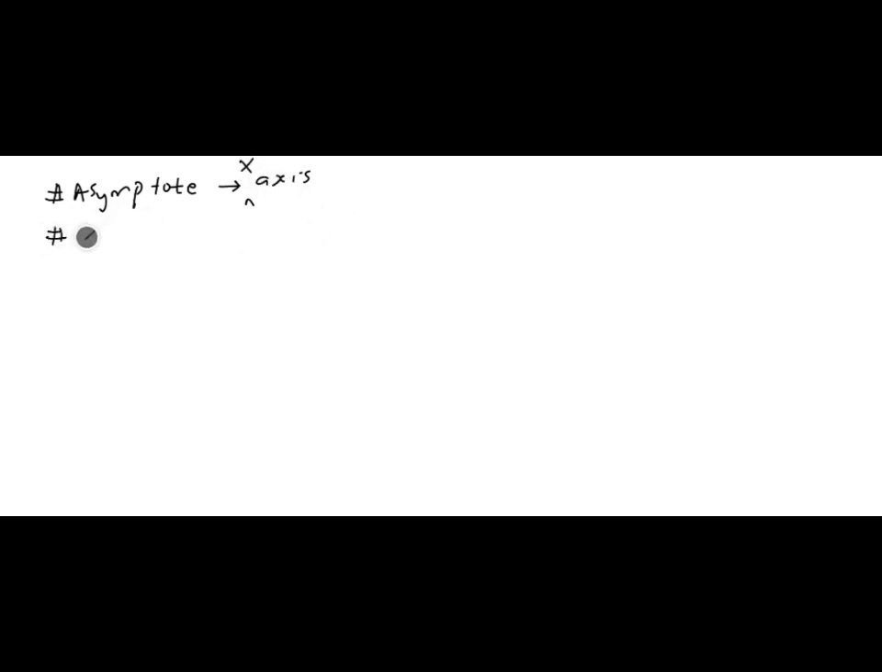The x-axis is where y is equal to 0, and that will be our solution. Asymptote will be y equals 0 because this is where the graph will never touch.